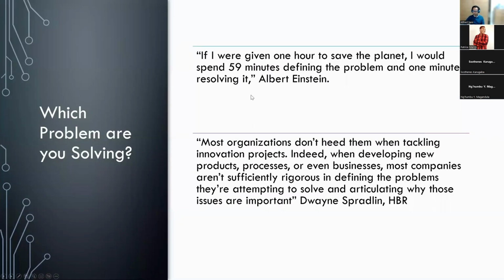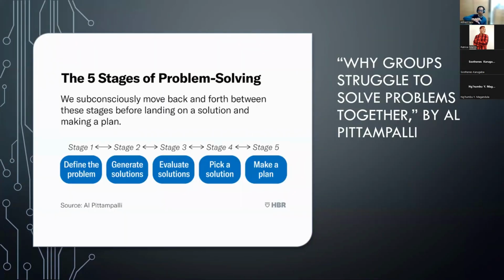So alichokuja kusema ni kwamba watu wanapokuwa wanakuwa wana bounce from one stage to another. It's not a straightforward process. Although it looks linear, but it's not linear per se. So you may define the problem and then you may move to generate solution, and then someone can say, sorry guys, I don't think the problem that we have defined is the right problem. I think the actual problem is ABCD. Then you have to go back again to defining the problem.